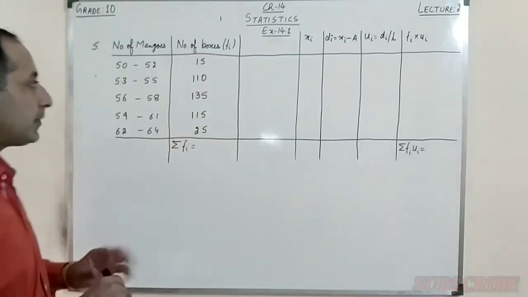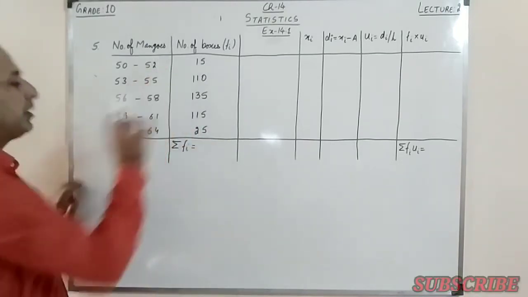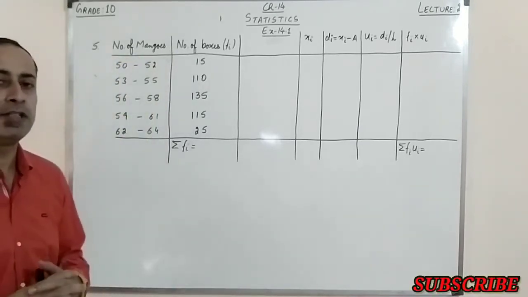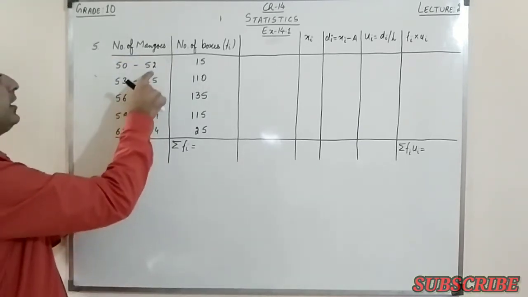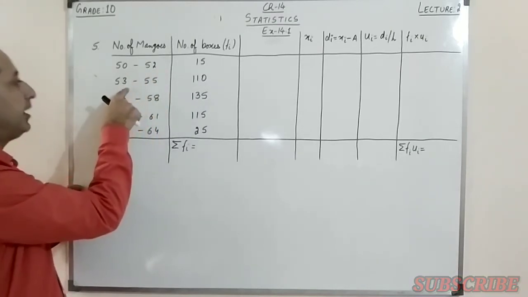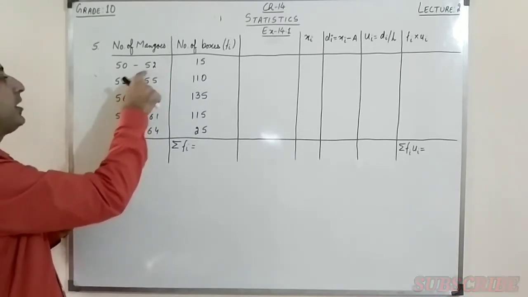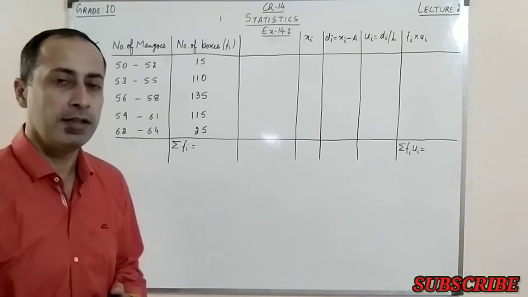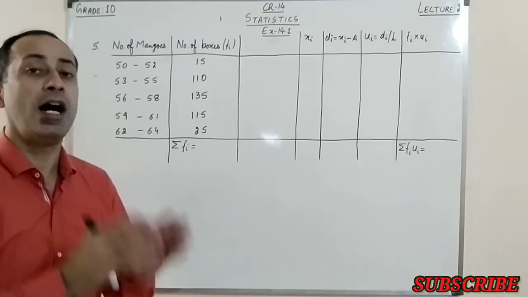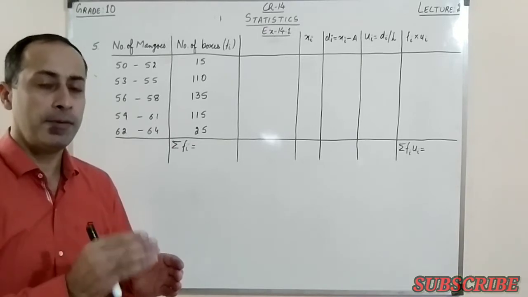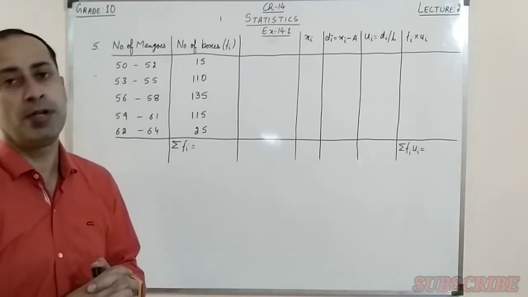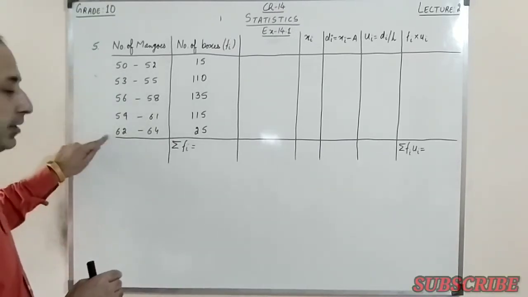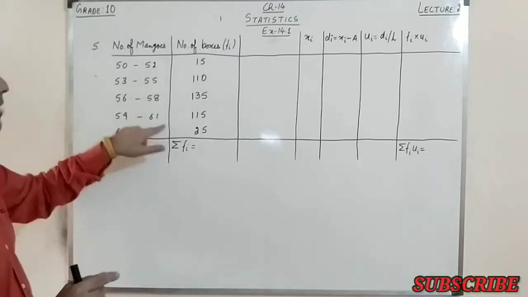Just understand this. For that, we take any interval and take its upper limit. Suppose I have taken the first interval and the upper limit is 52. Then I take the lower limit of the next interval, that is 53 here. I subtract these two: 53 minus 52 is 1. Whatever the difference comes, I have to make half. If I divide 1 by 2, I get 0.5. Whatever the number comes, I have to subtract that number from the lower limit and add that number to the upper limit.